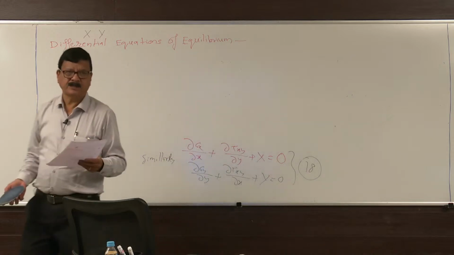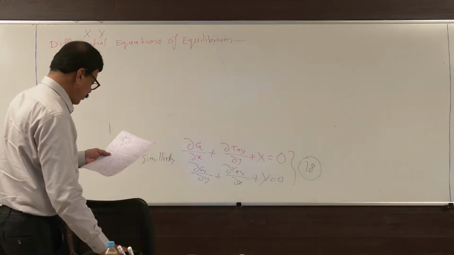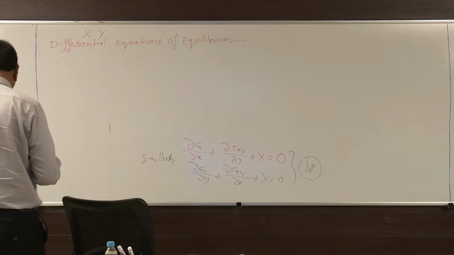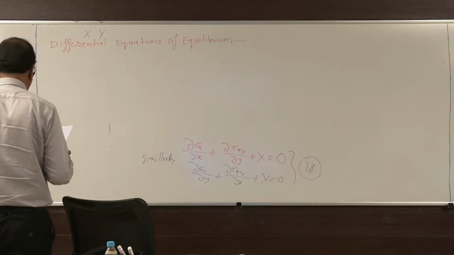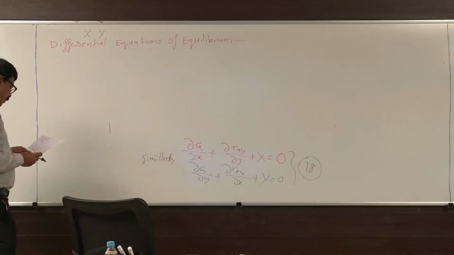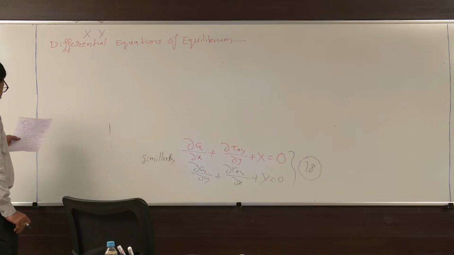Now, these are the differential equations of equilibrium for the two-dimensional problem. You write down, these are the differential equations of the equilibrium for the two-dimensional problem.